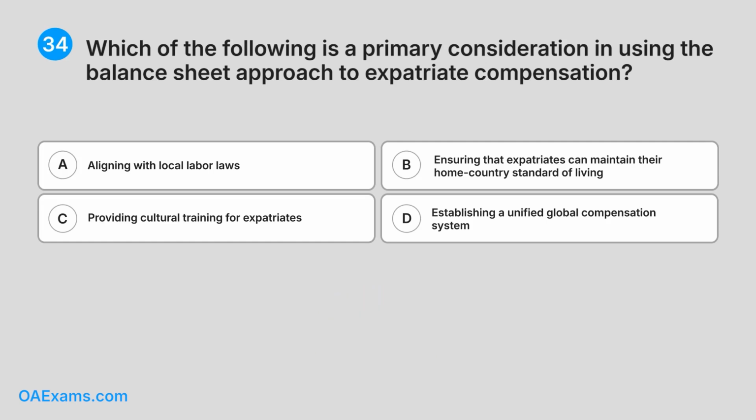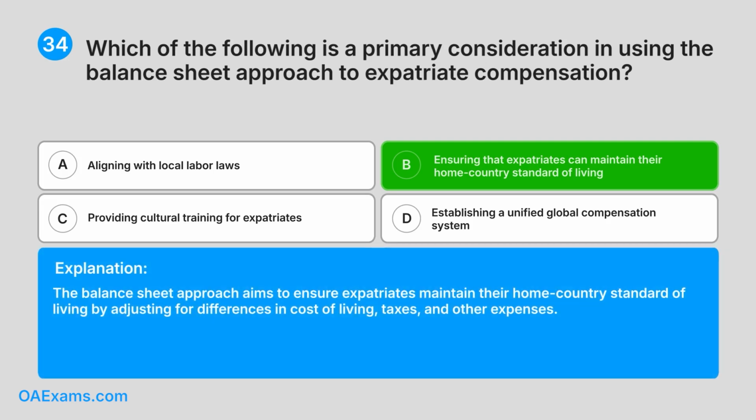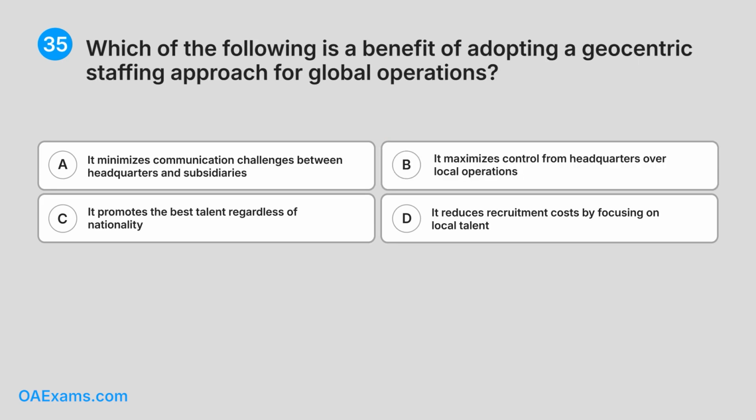Correct answer. B. Ensuring that expatriates can maintain their home country standard of living. Explanation. The balance sheet approach aims to ensure expatriates maintain their home country standard of living by adjusting for differences in cost of living, taxes, and other expenses.